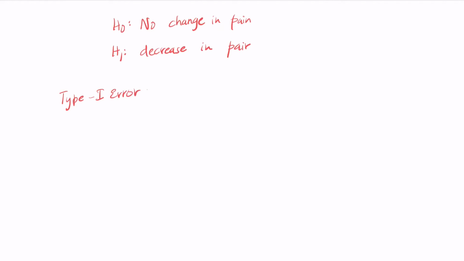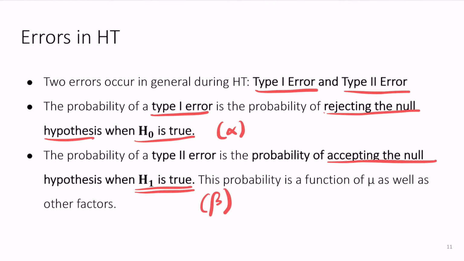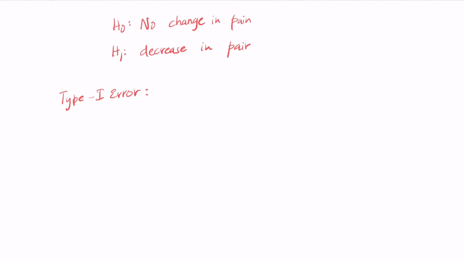So we have H0 and H1, where H0 says that there is no change in pain, and H1 says that there is a decrease in pain. So what is the type 1 error here? Let's go back and review it again. Remember what is type 1 error? We reject the null hypothesis when the null hypothesis is true.